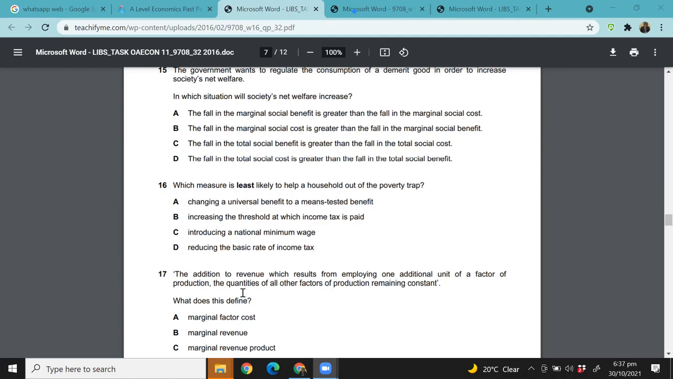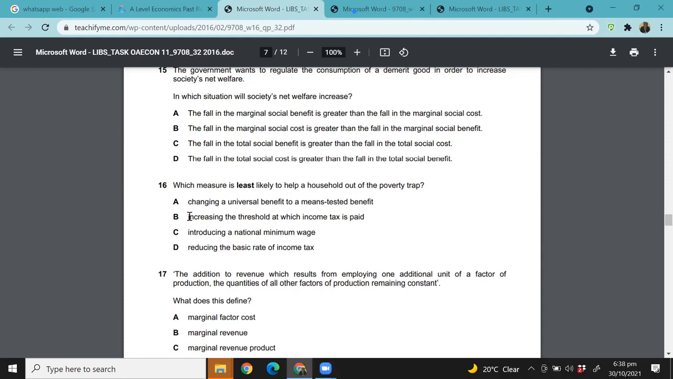Means tested means only to people who are most deserving of it, like income support programs, whereas universal benefit benefits everyone, like public transport or child support program or unemployment benefit. So universal benefits benefit everyone, whether they are rich or poor, whereas means tested only helps the poor people. So if you convert it from universal to means tested, it will not directly help the poor. Why? Because they were getting the benefit anyways through the universal system. So now converting it to means tested would not help them a lot.